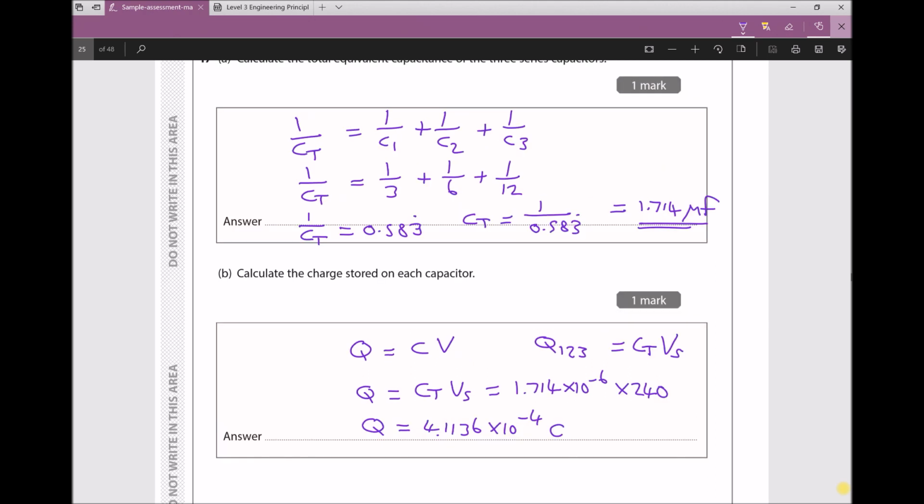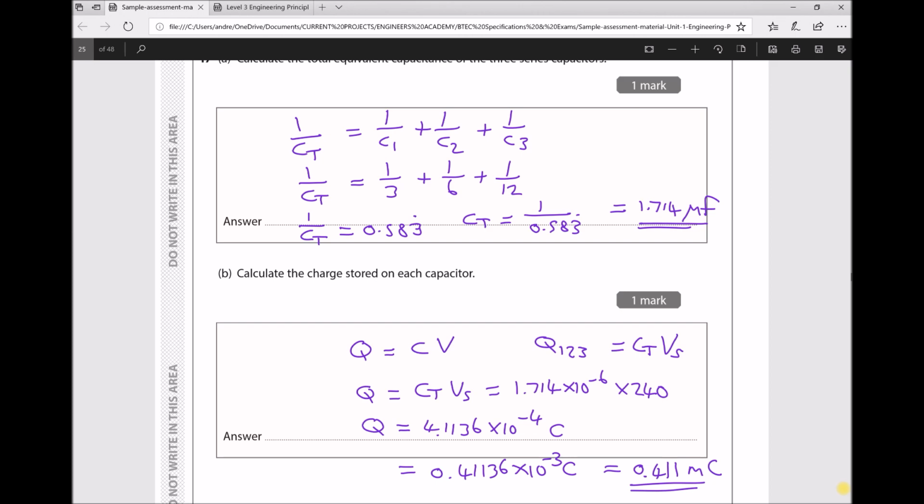Now, I would say that this next step is optional because we've got our answer stated correctly there in coulombs. But one thing that I know is that 4.1136 times 10 to the minus 4 is exactly the same as 0.41136 times 10 to the minus 3 coulombs. So I'm going to express my answer in millicoulombs, 0.411 millicoulombs. However, as I mentioned there, I think that's optional. I think you would still get all of the marks if you left the answer in coulombs.